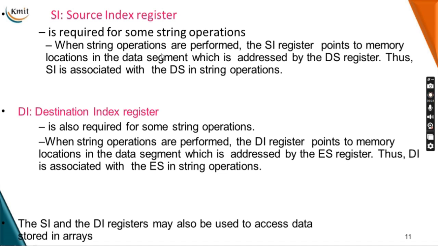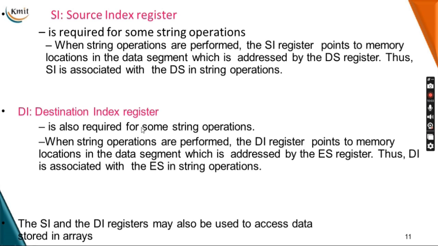So when string operations are being performed, the SI register points to a memory location in the data segment, which is addressed by the data segment register. Thus, SI is associated with the data segment in string operations. Similarly, the second one, destination index, is a destination register. Whatever the source index operations are performing, the data is being stored into the DI register.